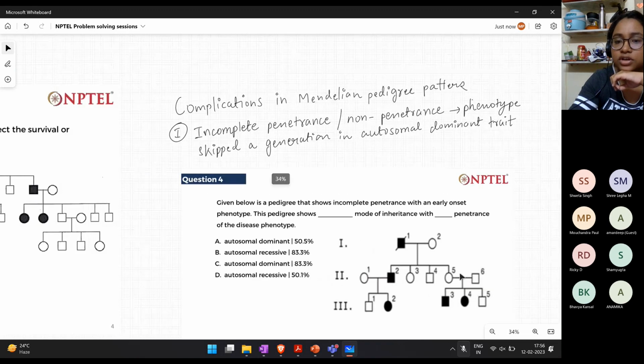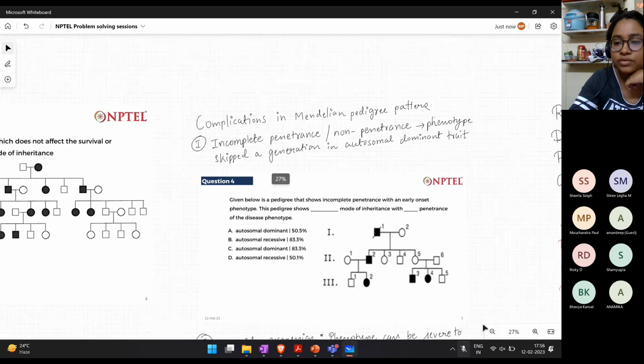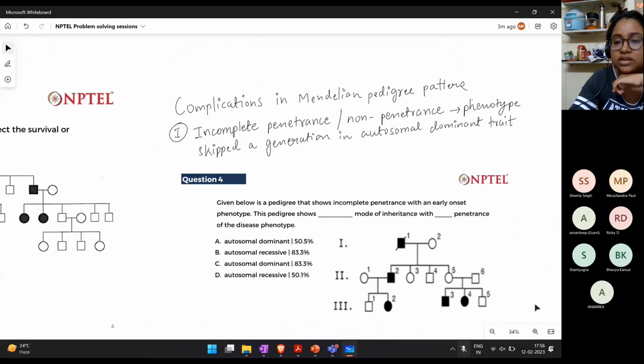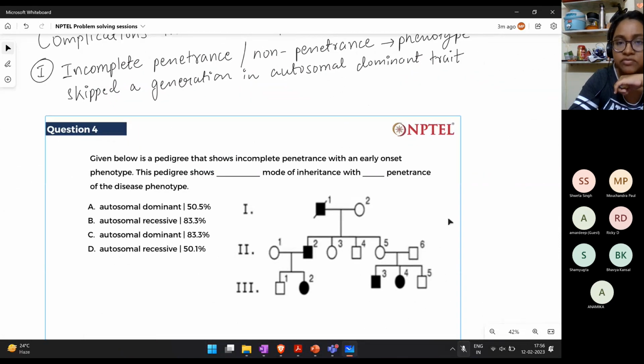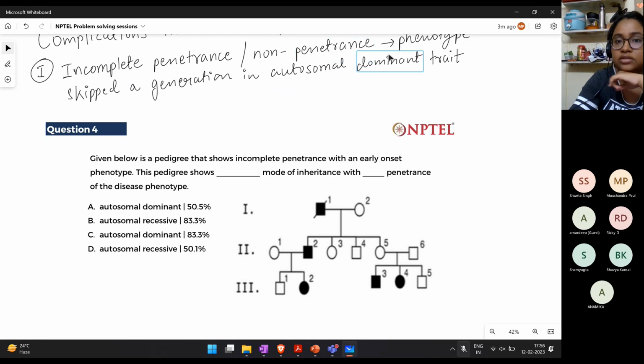If you look at the pedigree given in this example, try to first understand what the pattern of inheritance will be, whether it is autosomal dominant or not. And if it is autosomal dominant, you have to calculate the penetrance. If it's still not clear, don't worry, I'll go through the question. It will become more clear. If it is clear to others, please try to solve the question yourself.